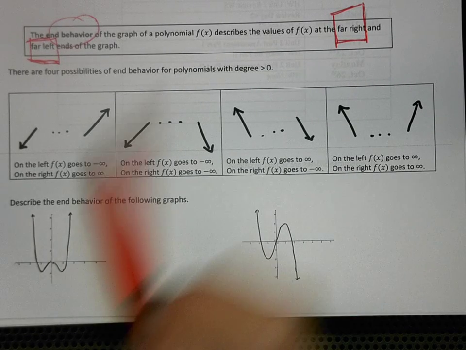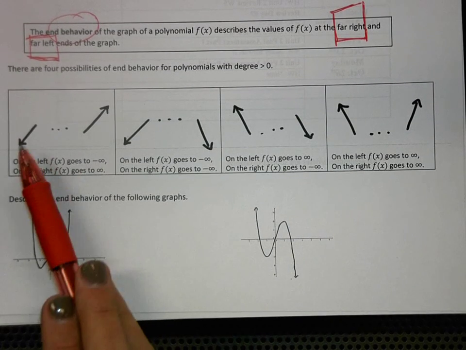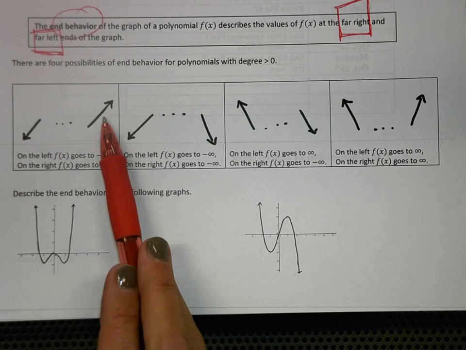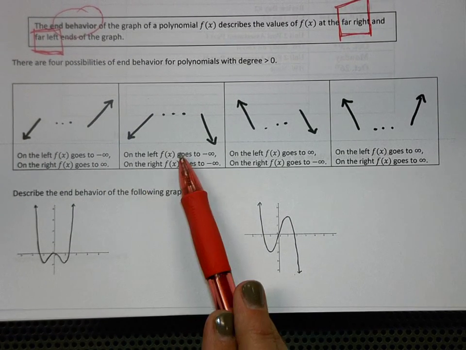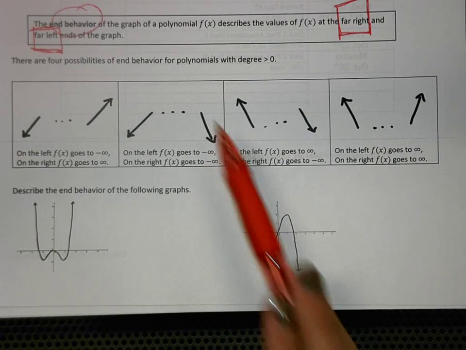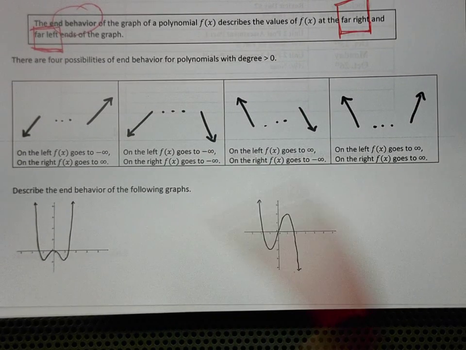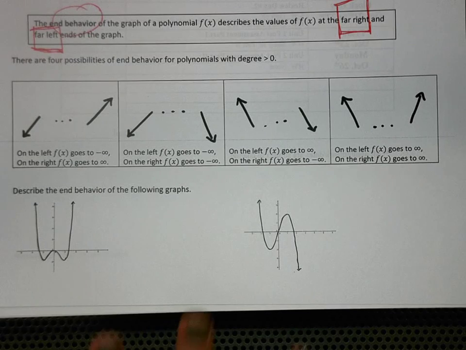Okay, so here you can see that on the left side it goes to negative infinity, and on the right side it goes to positive infinity. Here both of them go to negative. Here one goes to positive and the right goes to negative, and here both of them go to positive infinity.